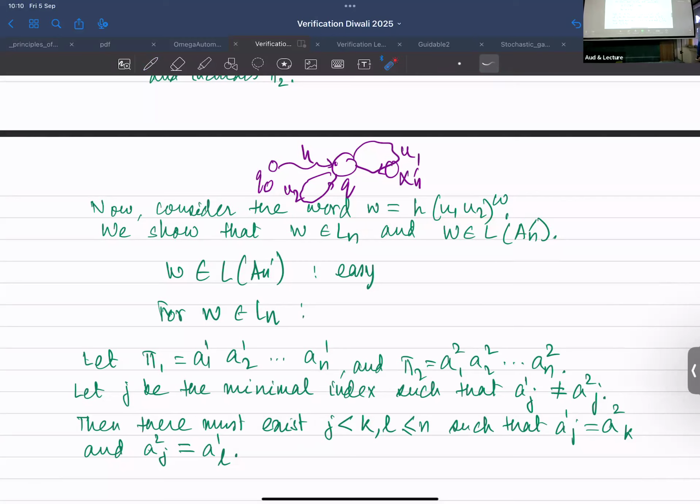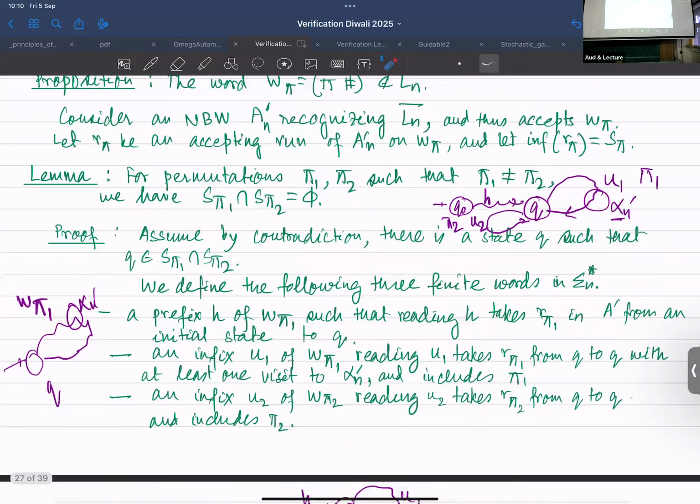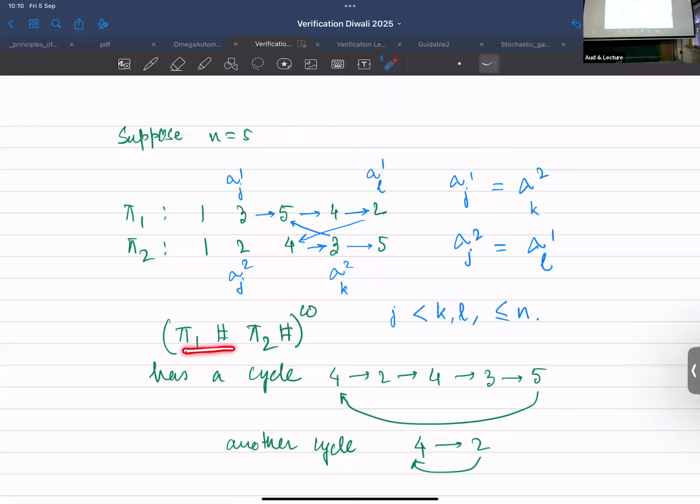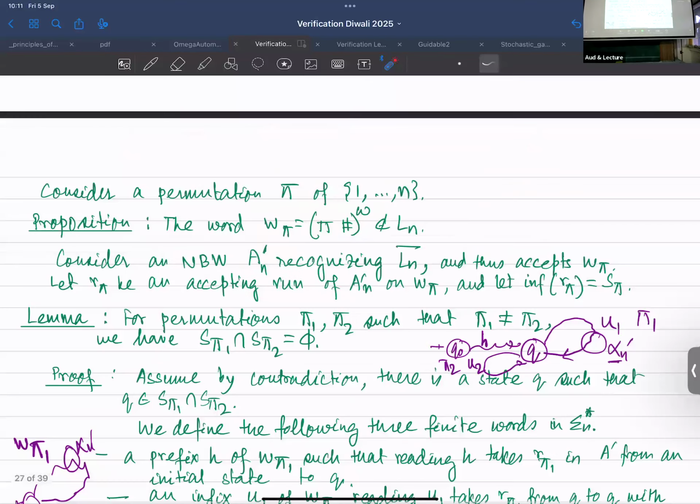Why? It visits alpha prime infinitely often, right? And now I also claim that this word w belongs to L. Why? Similar argument to what we saw here, because u1 has this pi1 here, and u2 also has the pi2 here. And exactly by this argument, we can find a cycle. So let's see this.